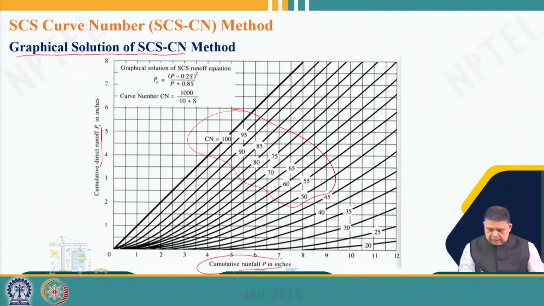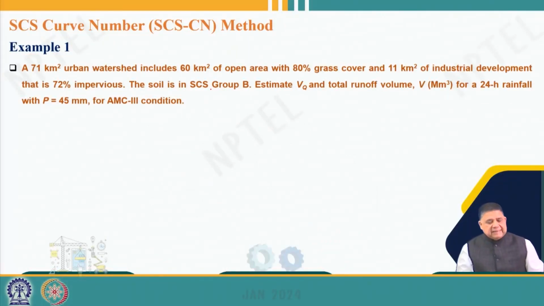So, if you know the rainfall and if you know the applicable curve number, you can read this value from here, and this assumes IA equals 0.2S, that is the original SCS curve number procedure. Let us take an example.